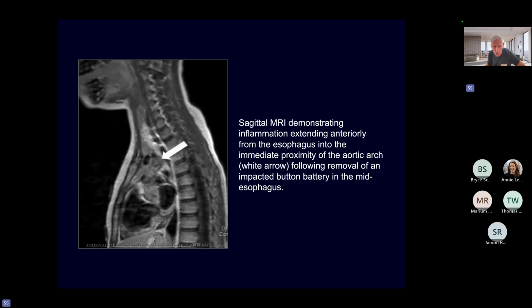This is one of our patients when I first got to Downstate. This is a sagittal MRI demonstrating inflammation extending anteriorly from the esophagus into the immediate proximity of the aortic arch, following removal of an impacted button battery in the mid-esophagus.